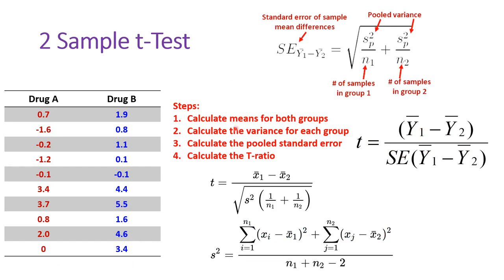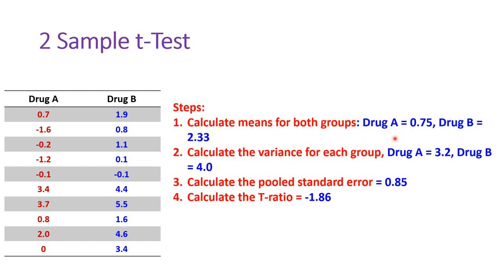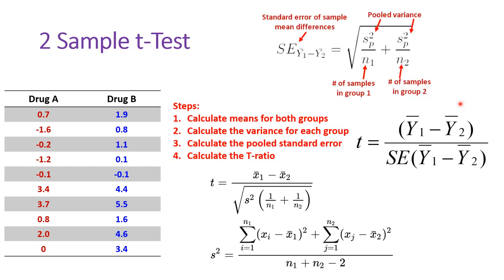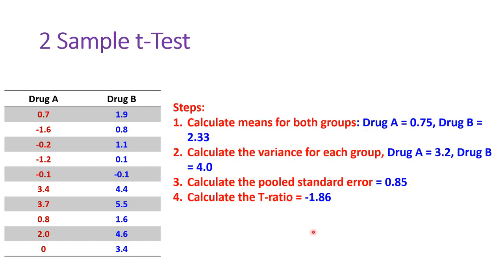To do this, we calculate the means for both groups, we calculate the variance for both groups, then we calculate the pooled standard error, and then we use that to calculate the t ratio. Again, you don't have to do this by hand, but it is quite simple, right? So the means: drug A is 0.75, drug B is 2.33. The variance: drug A is 3.2, drug B is 4.0. Pooled standard error, 0.85. Y1 minus Y2, so 0.75 minus 2.33, divided by 0.85, right? That's our equation for the t ratio. I get a t ratio of negative 1.86.